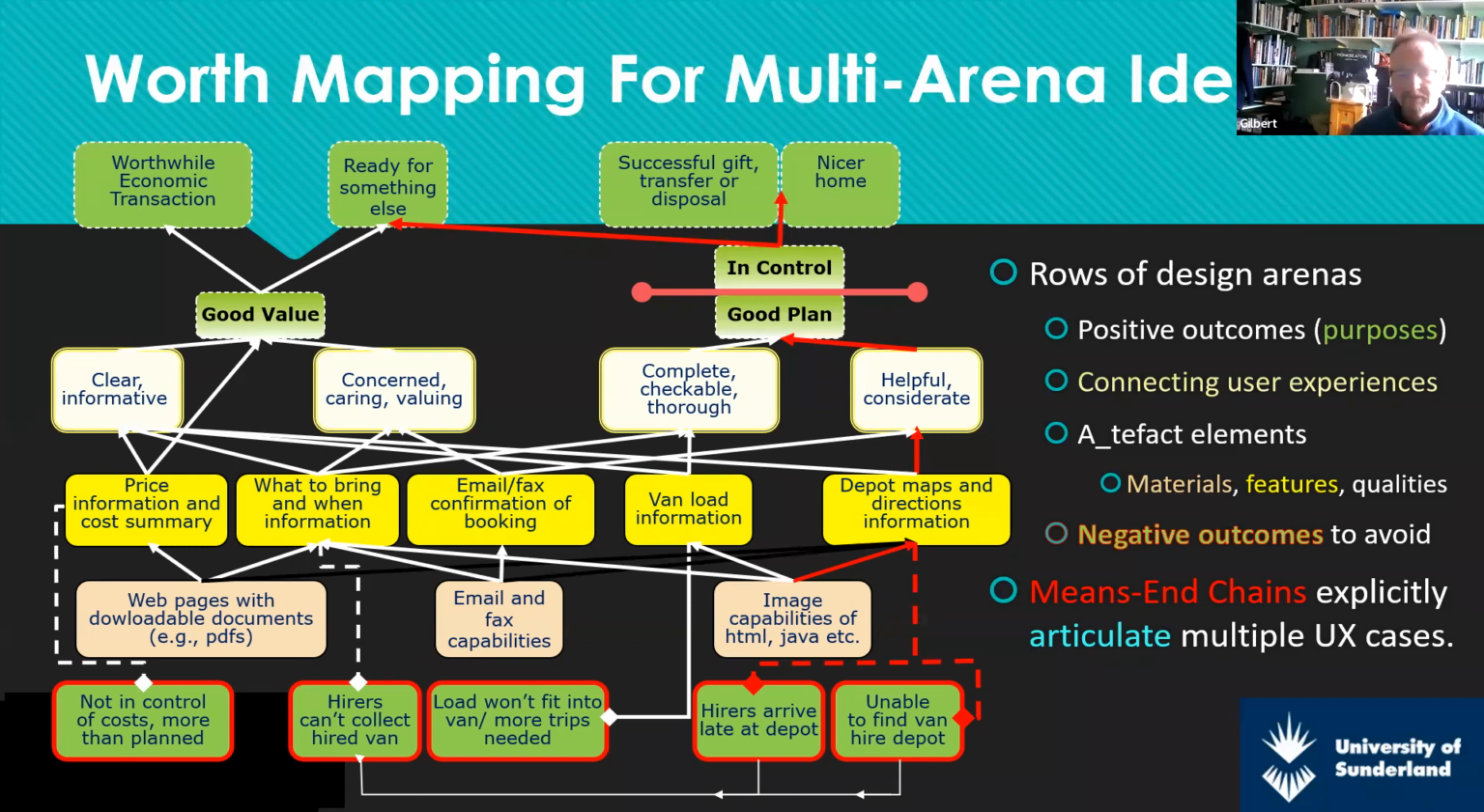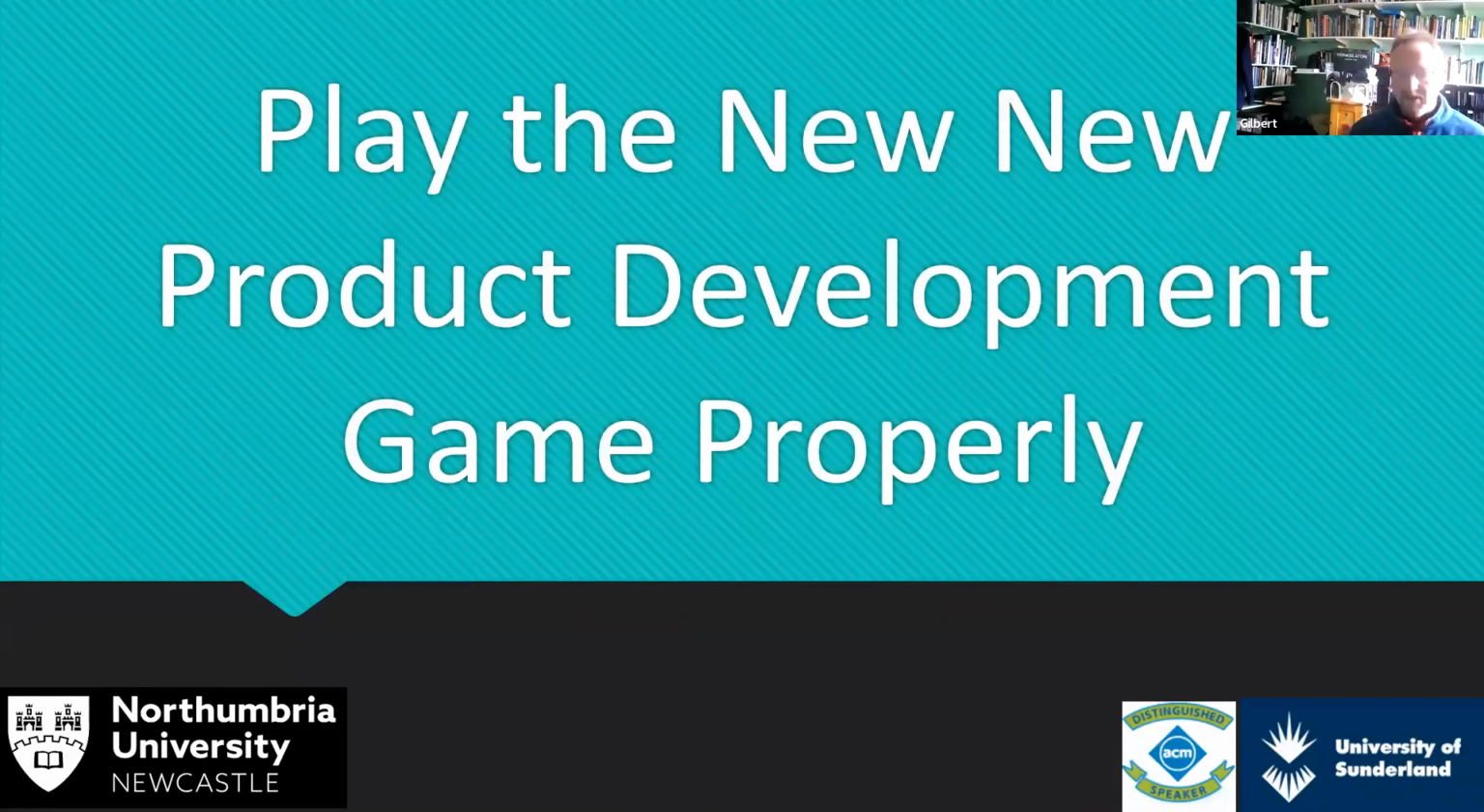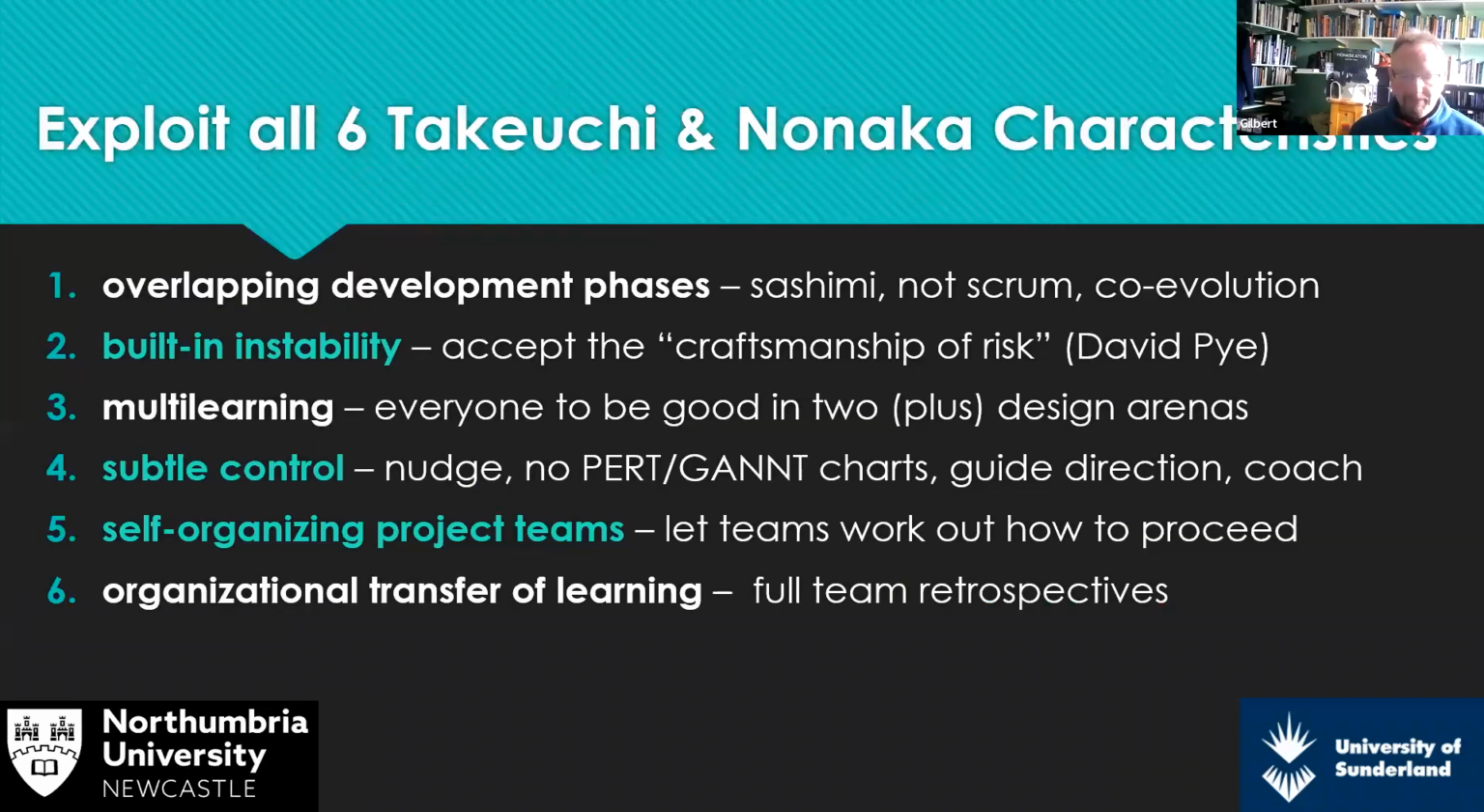So wrapping up, play the new product development game properly. Don't just cherry pick, as happened with Scrum, and you have to accept built-in instability. You have to be a nudging director, someone who can guide and coach, not a command and control person driving PERT and Gantt charts. Self-organizing project teams really do matter. And I think the achievement, particularly of Scrum and other parts of Agile, is actually empowering the development team to just let them get on with it.